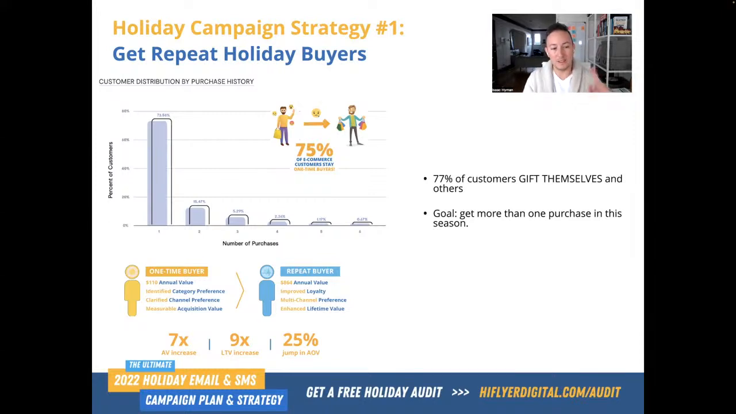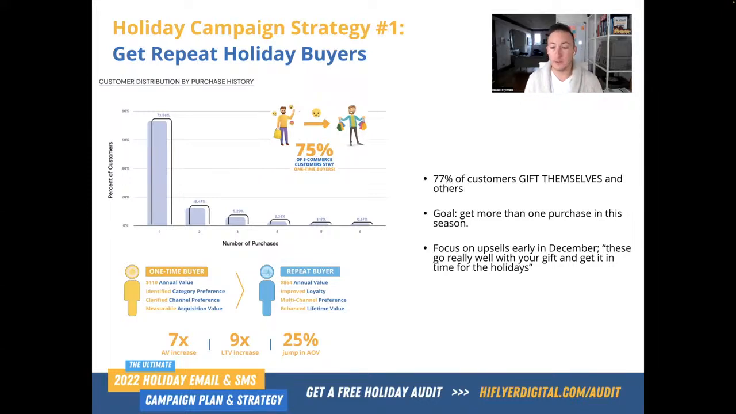Here's a graphic example of a one-time buyer who bought 1 time from a brand, and then they got them to buy 2 times. Their annual value went from $110 to $864, right? There's a 9 times LTV increase, annual value increase. There's improved loyalty. They've signed up for multi-channels. You can also approach it from in-store and online, right? There's multiple channels where they can make a purchase. And they've had a jump in AOV, right? So everything rises when you get people to buy twice. So try to aim for 2-time buyers during the holiday season.